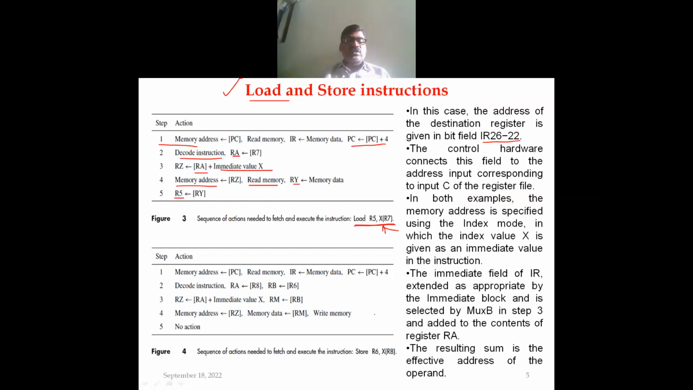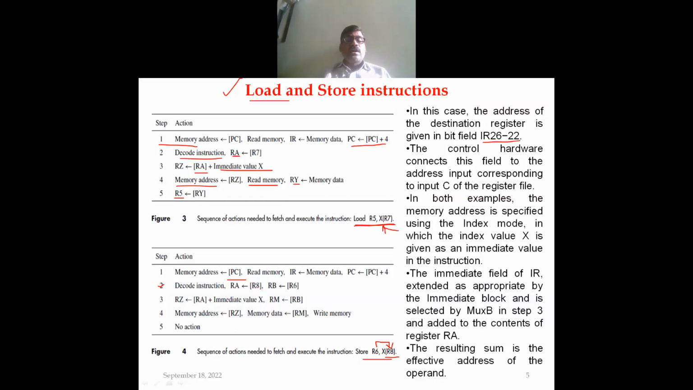Coming to the store instruction, store R6, X of R8, here also we have used the index addressing mode. We have to write the contents of R6 into the memory location X of R8. First we read the instruction: the contents of PC are read into the memory address, same as usual for the load instruction. Then the second step is to decode the instruction.